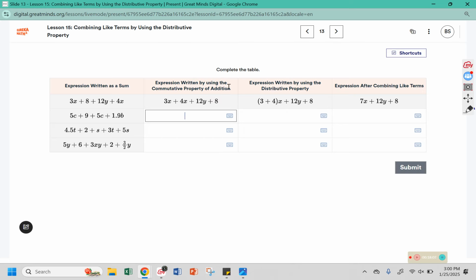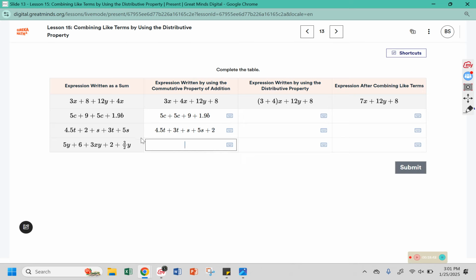Here they've used the commutative property of addition to rewrite it so the like terms are next to each other. This one I have 2 c values, so I'm going to rewrite it so that the c pieces are next to each other. And then I have a 9 and a 1.9b. In this one, I'm going to put the t pieces next to each other. And then I also have s pieces, so I'm going to put those next to each other. And then I also have a number piece.